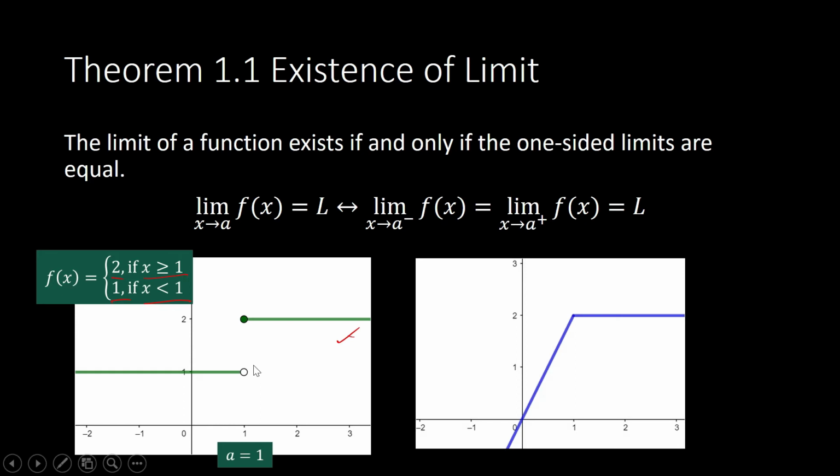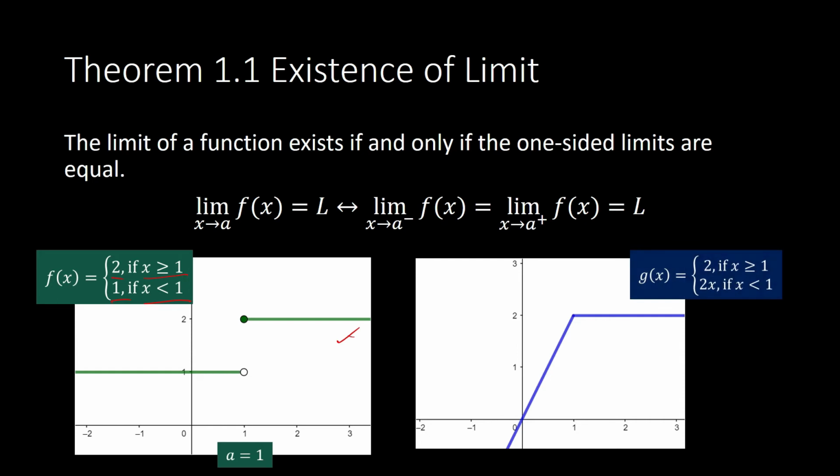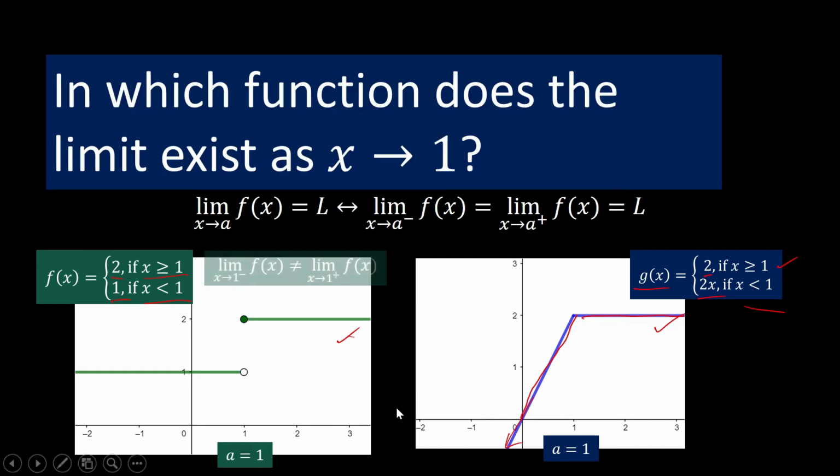So this is the other function. Still a piecewise function. This function g is equal to 2 if x is greater than or equal to 1. It is equal to 2 times x if x is less than 1. We shall investigate the limit of this function as x approaches 1. This is the question. In which function does the limit exist as x approaches 1? And what is that limit, if it exists?